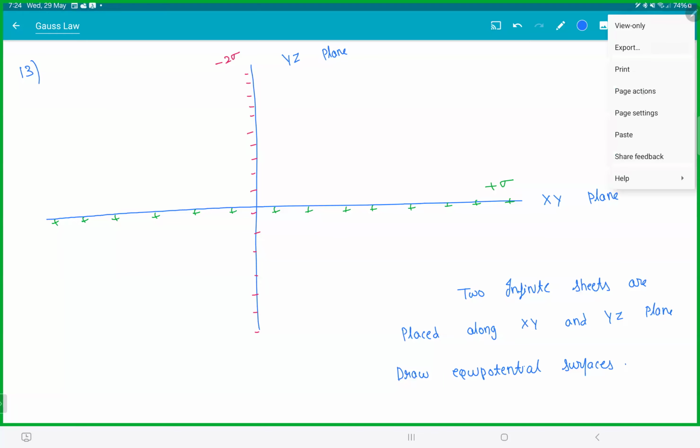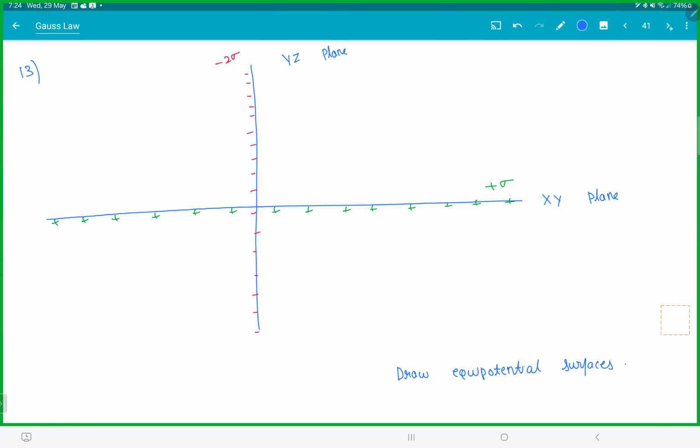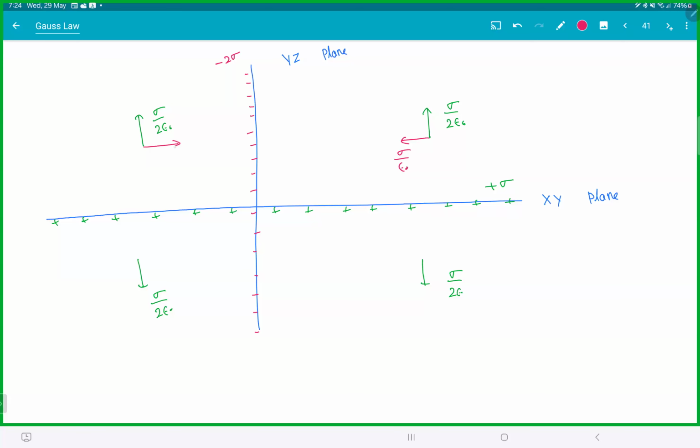See, first thing, for the green one the field will be away from the sheet: sigma by 2 epsilon, sigma by 2 epsilon, sigma by 2 epsilon, sigma by 2 epsilon. The red one is negative, so it will attract here. So 2 sigma by 2 epsilon, which becomes sigma by epsilon, sigma by epsilon, sigma by epsilon, and sigma by epsilon. So this is the field everywhere.